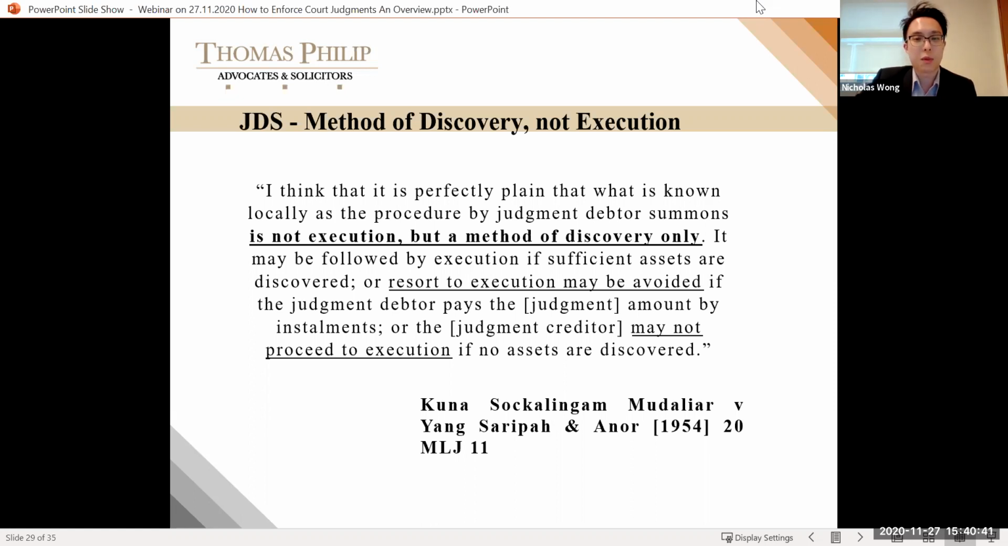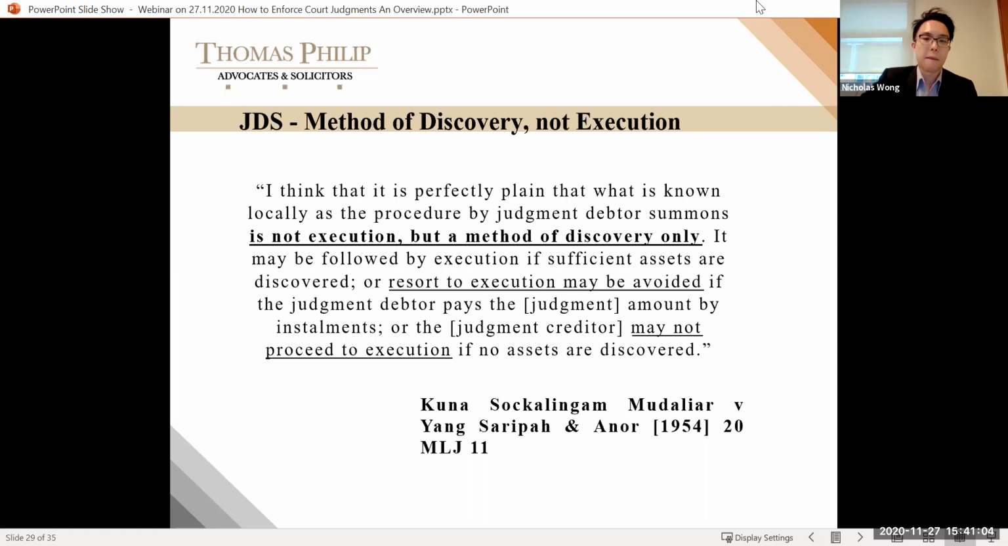And that's why people say that in some sense, right, this is not strictly speaking execution, it is technically discovery, at least at the first stage. You're trying to discover what their situation is financially. And this enables both you to decide how you want to proceed against them next time, and also the court in determining whether they should make an order for them to pay the money and what arrangement would be best for them, right?